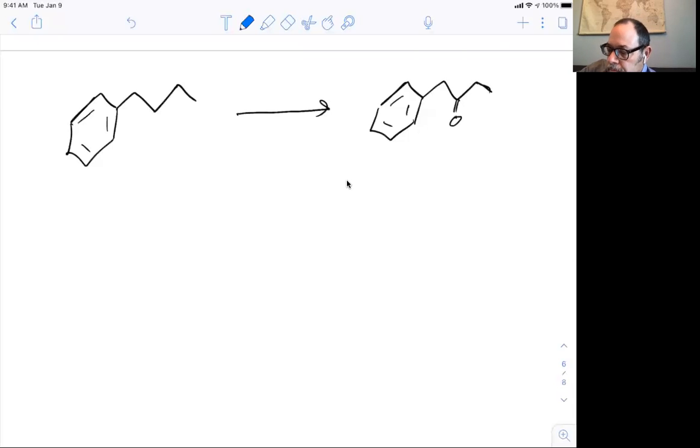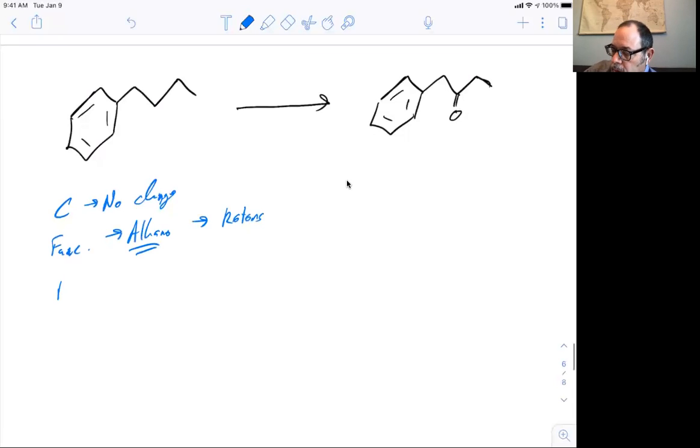Okay, let's take a look. So if we look at our carbons here, we see no change. Count your carbons, and we see we've added no carbon. If we look at our functional group, we see that we've gone from an alkane, and that's kind of a hint there, to a ketone. The reason the alkane is a hint is there's really only a couple of reactions for alkane, so it kind of gives you a place.